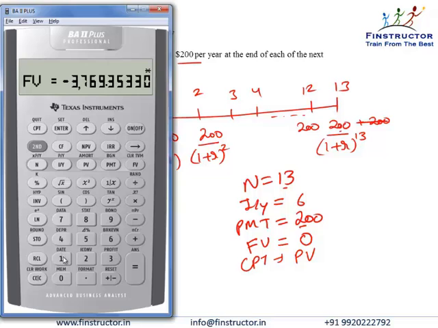So we'll press 13 and press N, press 6 and press I by Y, press 200 and press PMT, press 0 and press FV, compute PV. So the present value comes out to be 1770.53659.